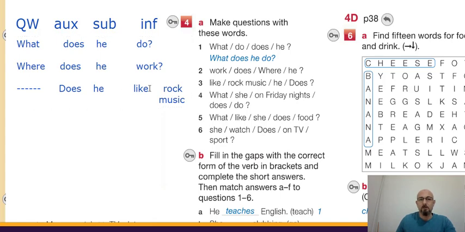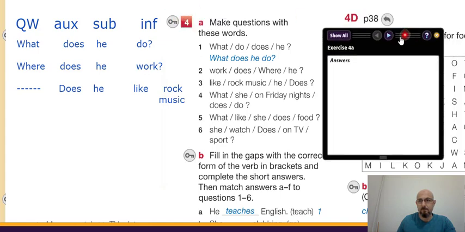Okay, guys, so you do the same for the others. And let's check the answer here. So, does he like rock music? What does she do on Friday nights? What food does she like? Does she watch sport on TV? The same order.